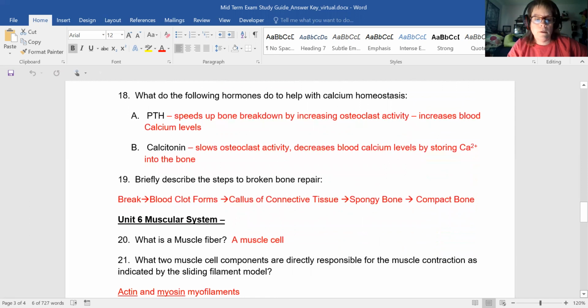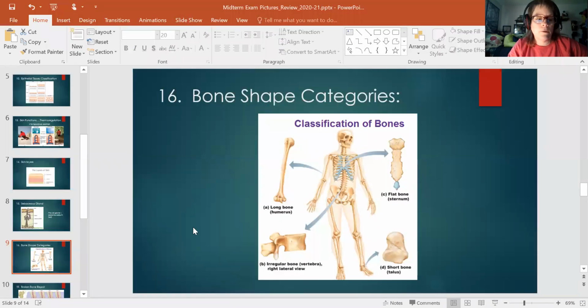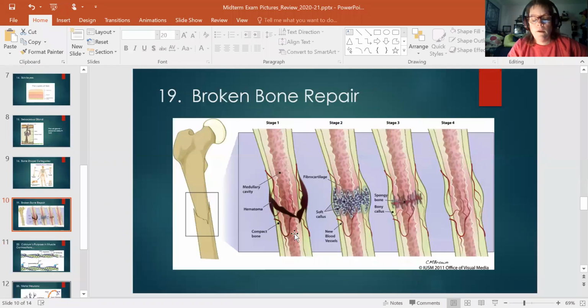Okay, we talked about what happens when bones break or when they form or repair themselves. So there's some steps. There will be a picture similar, not exact, but similar to this right here, that kind of takes you through the steps. So if you remember, you get the bone break, you get the blood clot, which is the hematoma that forms, but it'll say blood clot. So the blood clots around the area of the break, and then you get some connective tissue that forms in that area, which is called the callus. It's not on here, but it's on the study guide.